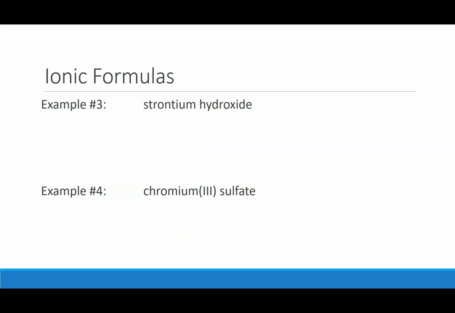Example number 3, strontium hydroxide. Strontium Sr2+ is the cation, and hydroxide OH- is the anion. 2 hydroxide ions are needed to cancel out the +2 charge of the strontium ion, so the formula is Sr(OH)2. Notice that the parentheses around OH and the 2 outside of it denote that there are 2 hydroxide ions for every 1 strontium ion.